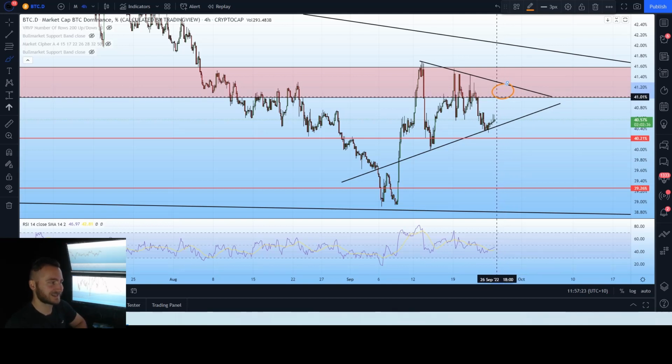Not too interested in the short-term moves on Bitcoin dominance right now, to be honest. The reality is we rejected from this range. We have headed down.